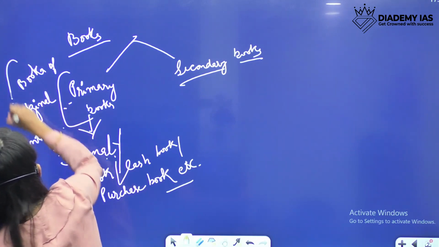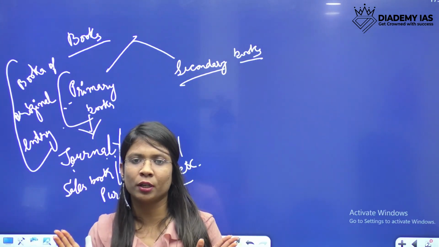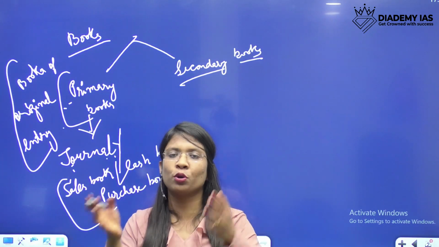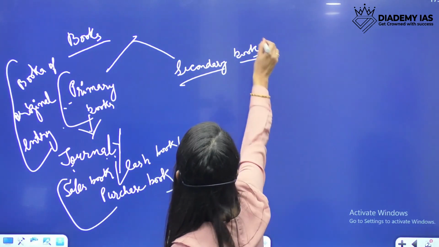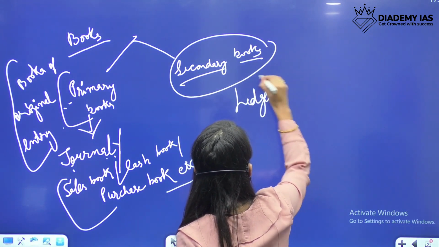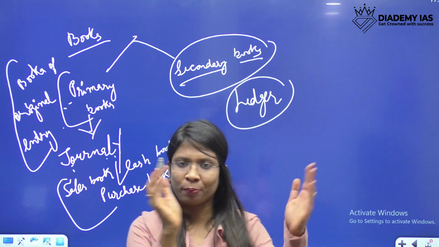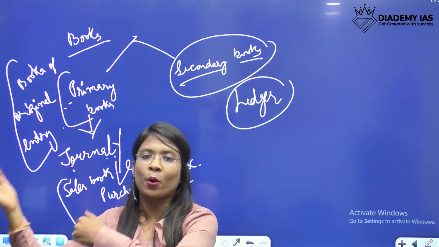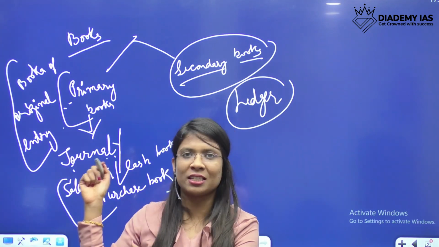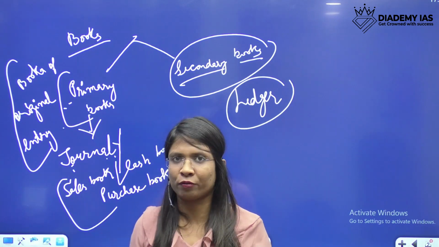Books of original entry are the journal book, or the other subsidiary books: sales book, purchase book, cash book. And then secondary books are our ledger accounts. From primary books, we will make entries to the corresponding secondary books. We will discuss these in detail in a later part of this chapter.